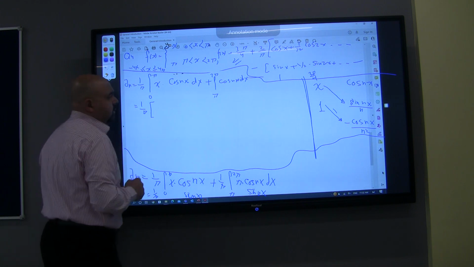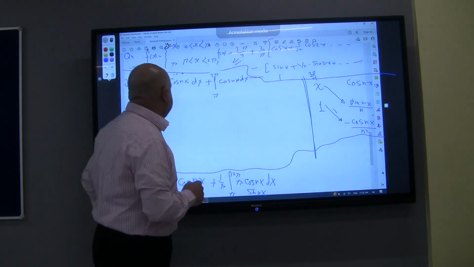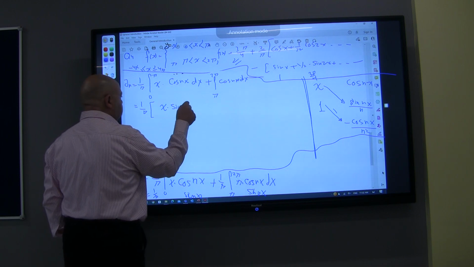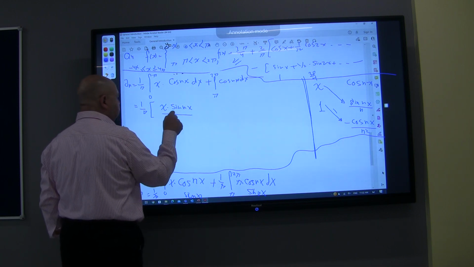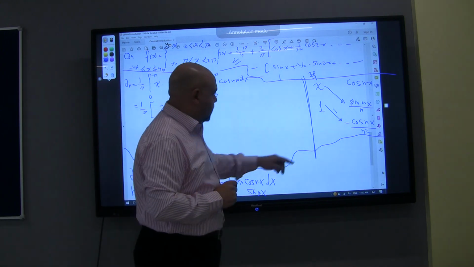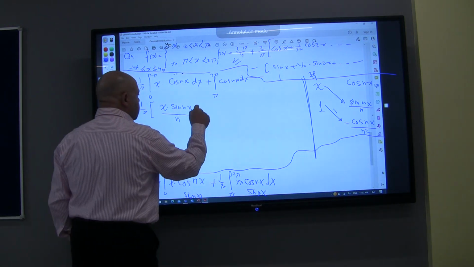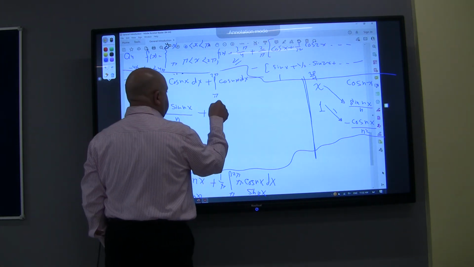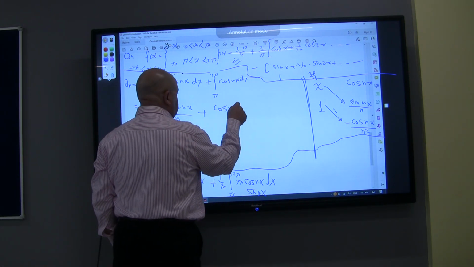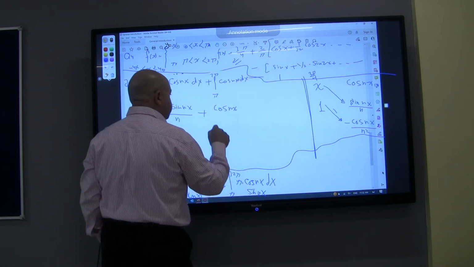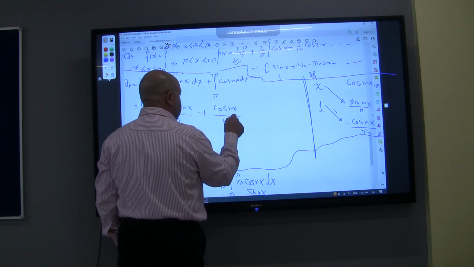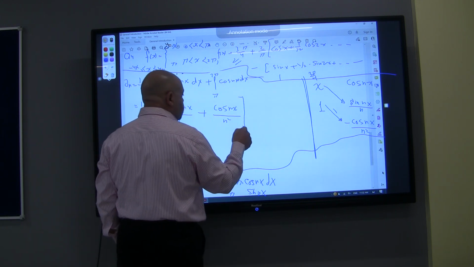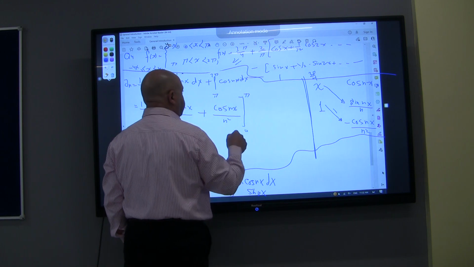Open the bracket. I'll start multiplying: x times sin nx divided by n. Then negative times negative is positive, so we get the value of cosine nx divided by n squared. Then I will make the substitution from 0 up to pi.